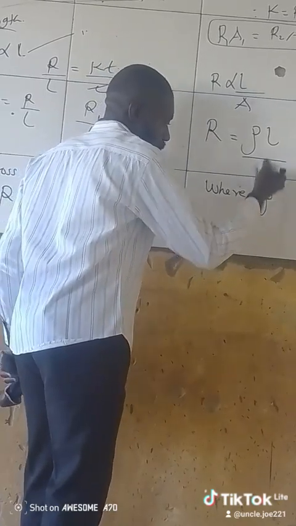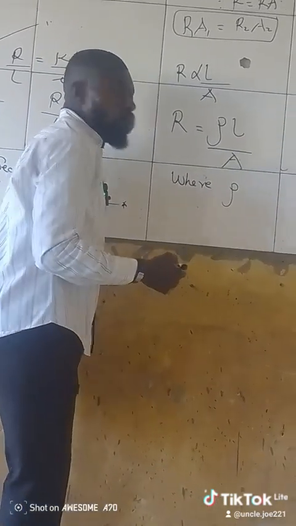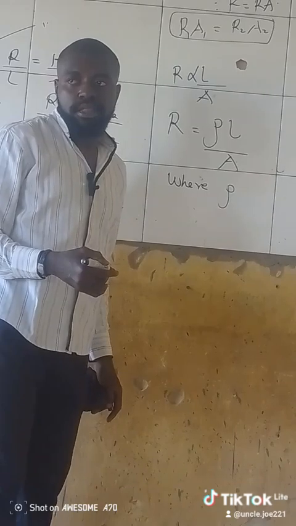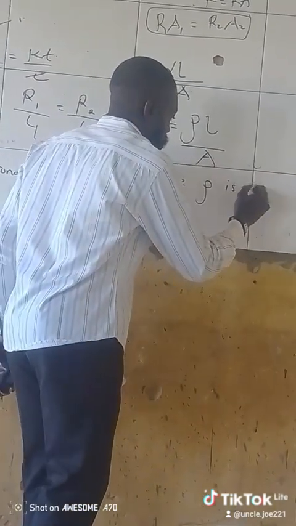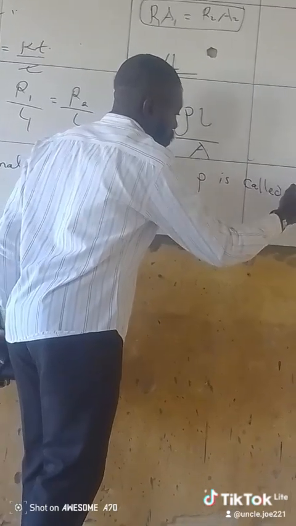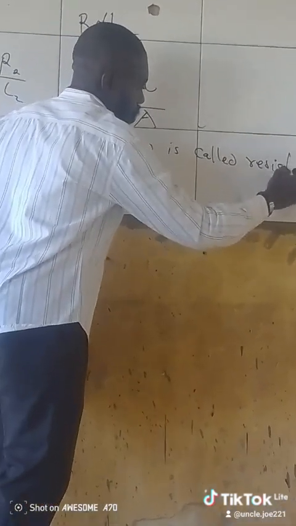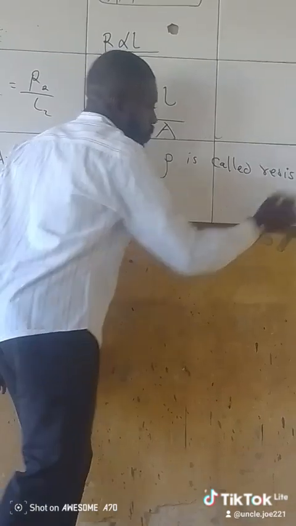This thing, rho, is called resistivity. Somebody say resistivity. And this resistivity, what is the unit?